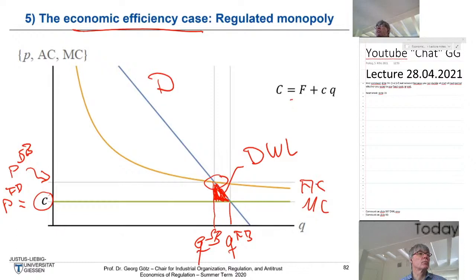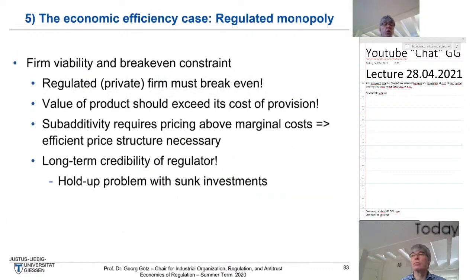After, say, chapter 7, we will see that there are asymmetric information and so on. But for the moment, just assume that it is like this, and that's the picture which is often compared to unregulated monopoly. So this is just what I just told you. The regulated private firm must break even. You would only provide the product if it can break even, and subadditivity requires pricing above marginal cost.